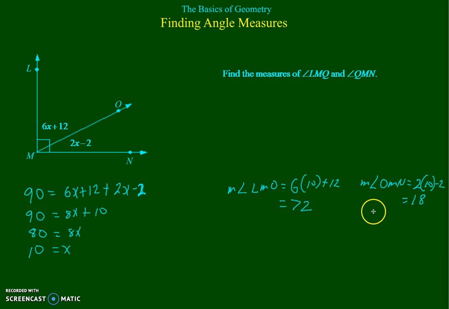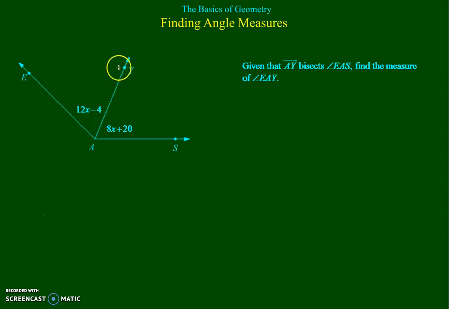And now for one more problem. Here we're told that ray AY bisects angle EAS. That means that angle EAY equals angle YAS. So 12x minus 4 equals 8x plus 20. Subtract 8x. 4x minus 4 equals 20. 4x equals 24. X equals 6.